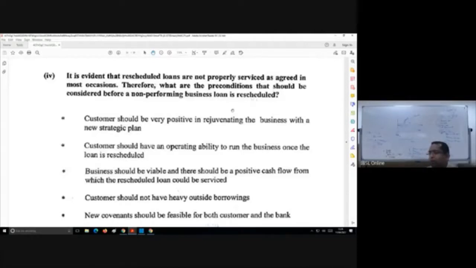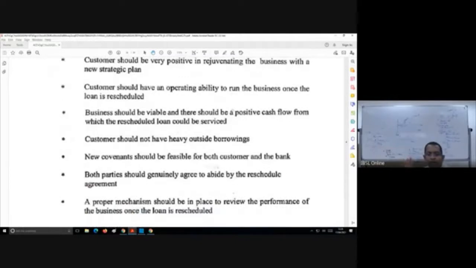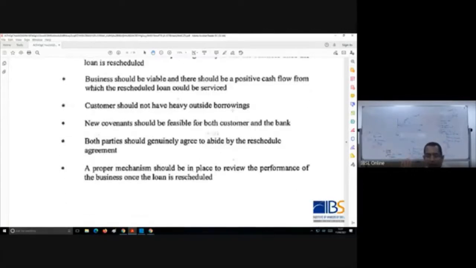New covenants should be feasible, right? When you reschedule, you will start new covenants. Those things are feasible covenants. Both parties should genuinely agree to abide by the reschedule letter. Just to avoid NPL, we should not reschedule, and the customer also should not sign. If both parties are positive, only then should we do the rescheduling. Proper monitoring has to happen.